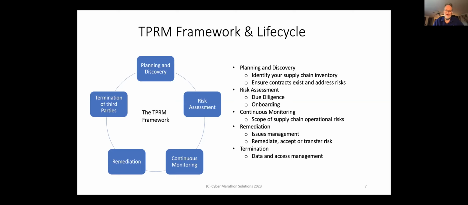And then the final part of the life cycle is termination. One of the focuses there is to ensure that you properly obtain the data that was being handled by the third party, or that it is destroyed, and that all third-party staff who had access to your environment, their access is properly remediated.